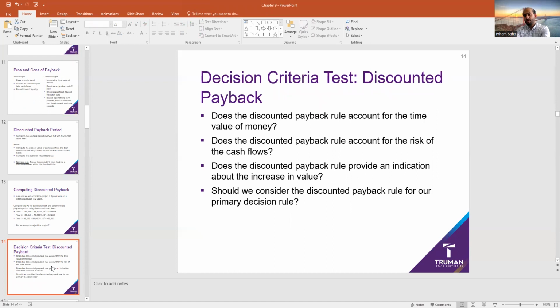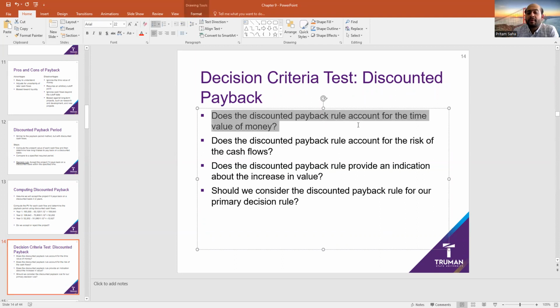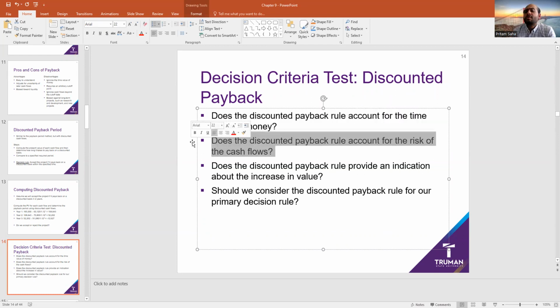Okay, is it a good proxy or not? Pause the video again and think, is it a good proxy or not? Answer is, does the discounted payback rule account for the time value of money or not? Yes, we discount cash flow to today. It takes care of that. Does the discounted rule account for the risk of the cash flow? Yes, because we have a required rate of return, which is based on risk. So it accounts for that.